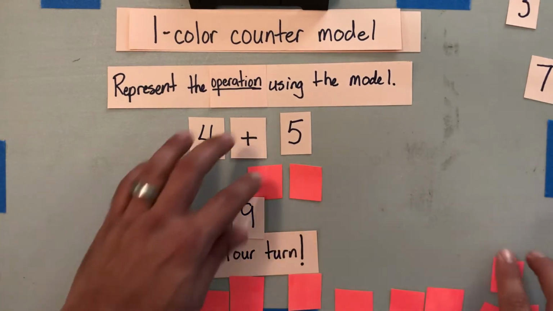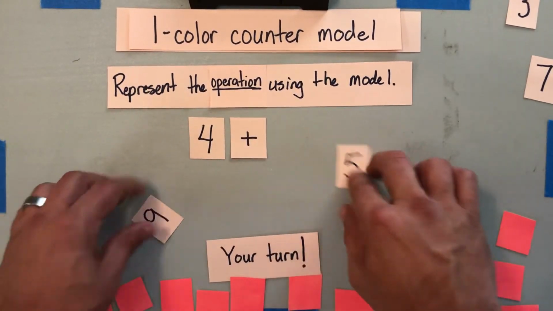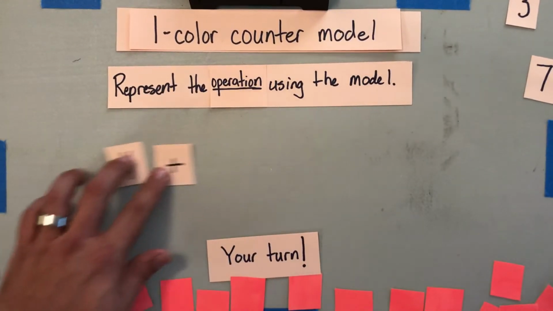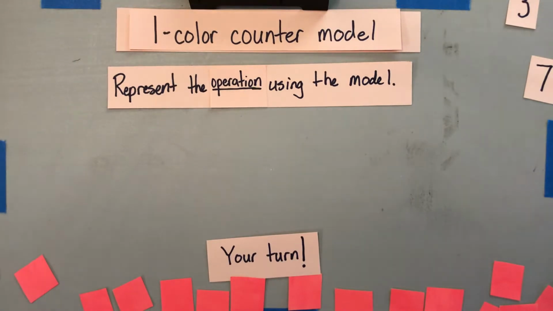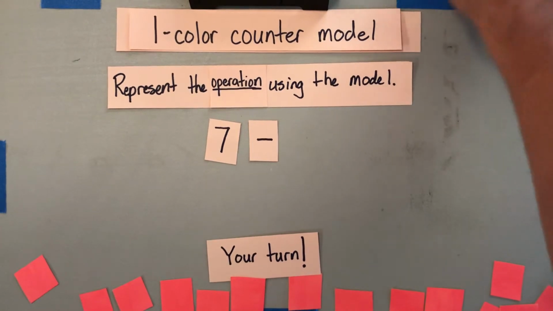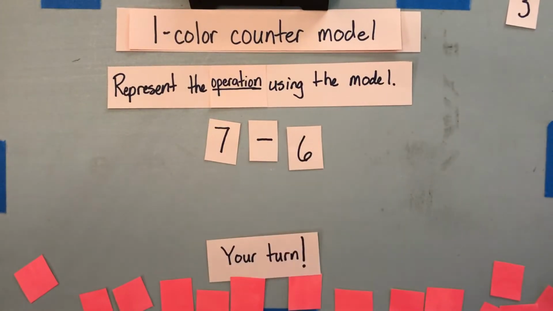Stick with me, kiddos. Don't worry, it's going to get a little bit more challenging here. But we really want to make sure we've mastered one color counters and positive numbers before we move on to two colored counters and negative numbers. All right? Okay, so now let's model a subtraction problem. And we're going to do 7 minus 6. Okay? So again, it's your turn. Go ahead and pause that video. Do 7 minus 6 with your one colored counters, and then draw the result on your paper.